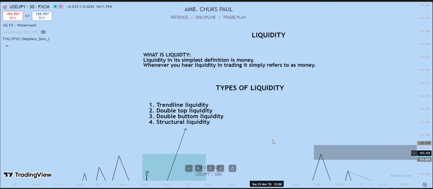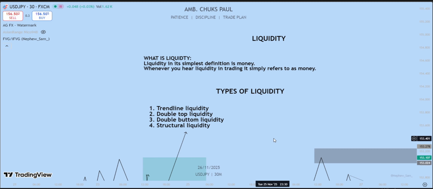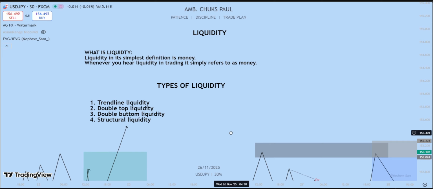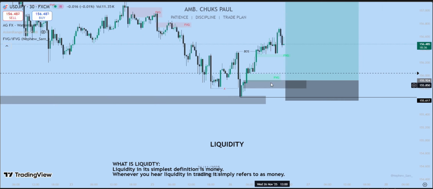All right, so that is it for liquidity. Remember, we have trendline liquidity, double top liquidity, double bottom liquidity, structural liquidity. So just take your time to watch this video again and again until you understand these four concepts of liquidity and be able to identify them on the chart. So look at this trade we have here.